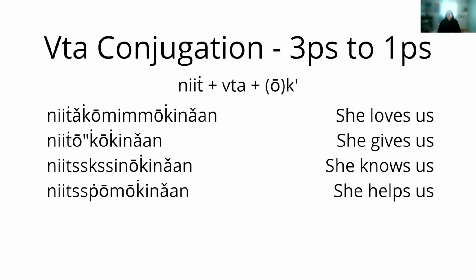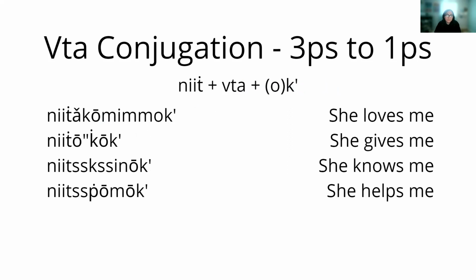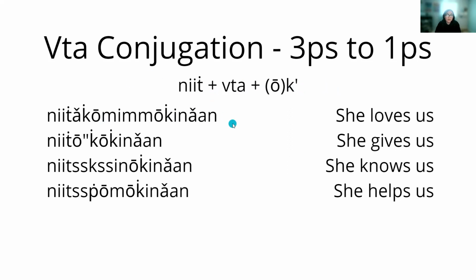And then third person, sorry, I messed up on this. Third person singular to first person plural, which would be someone to us, I just realized I didn't change it, but it should be okinan. For instance, nidakomimokinan. So as you can see, it's the same beginning part, except you're adding inan, which generally refers to us. It makes it the plural for the first person.